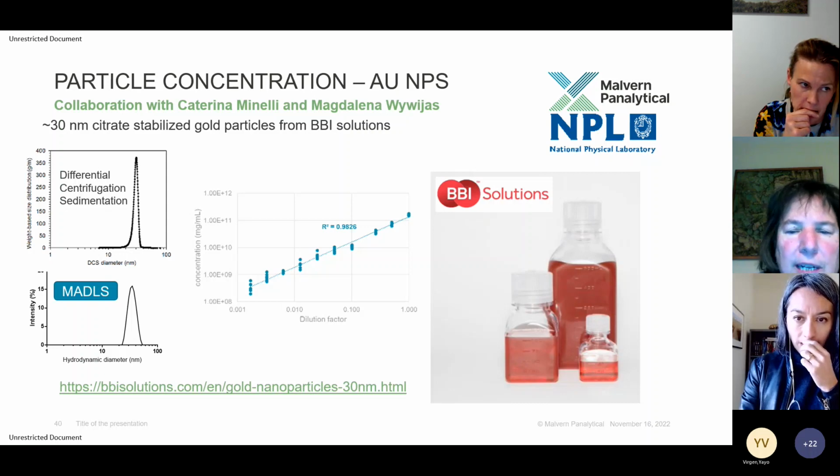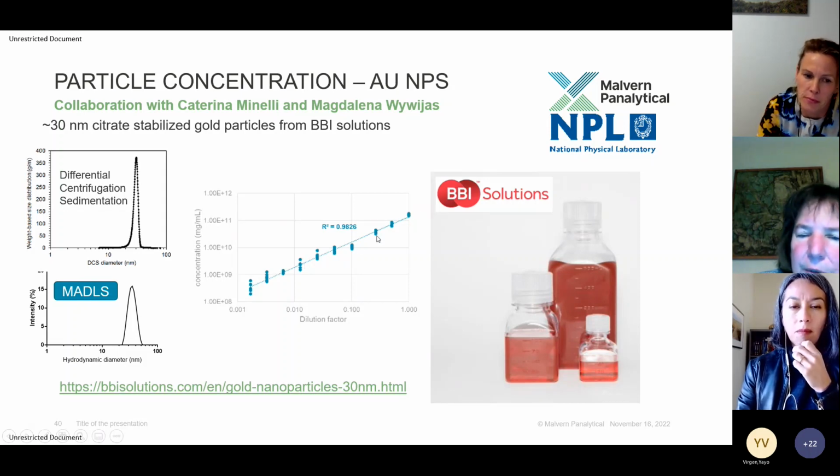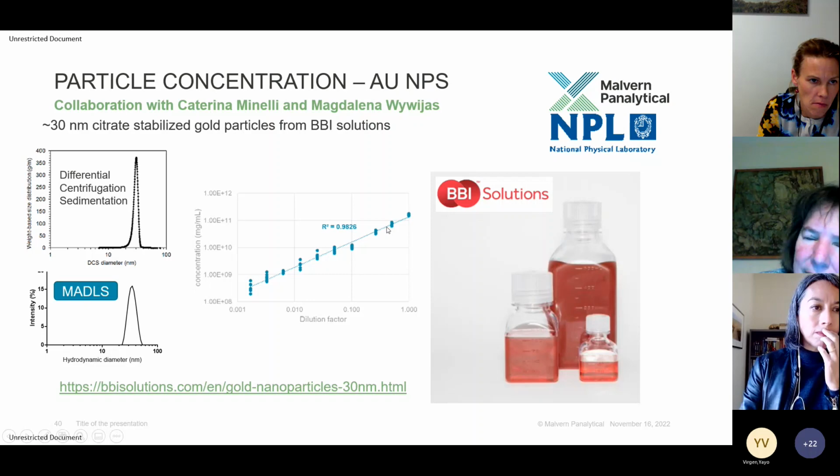So the particle concentration measurements on the Ultra were also used, and you see a very linear result over a wide range of concentrations. So you see how broad of a range we can make concentration measurements of a monodispersed sample like this.